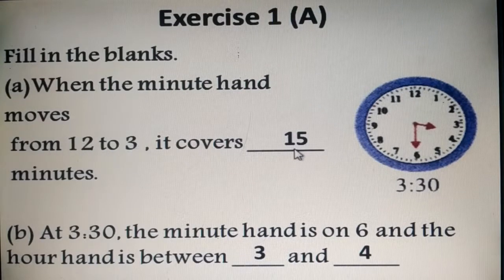If we see the clock in this question, when the minute hand moves from 12 to 3, it covers dash minutes. 12 to 3, 5 minutes, 5 minutes, 5 minutes. 5, 10, 15, 15 minutes. Okay children. Next one.